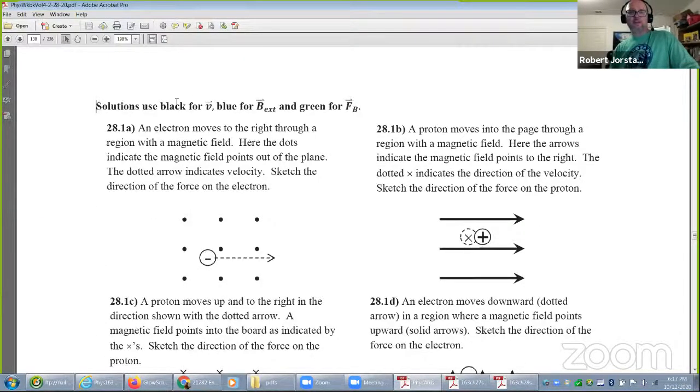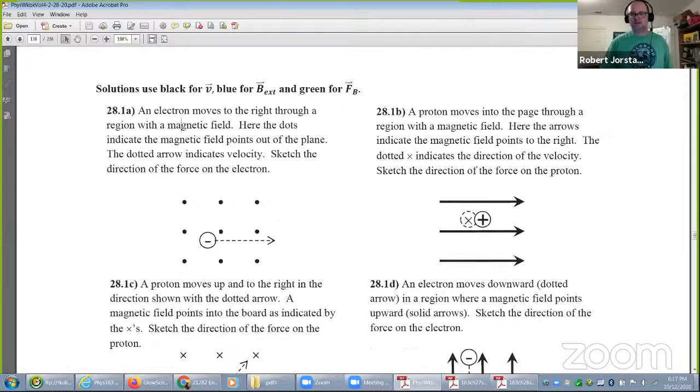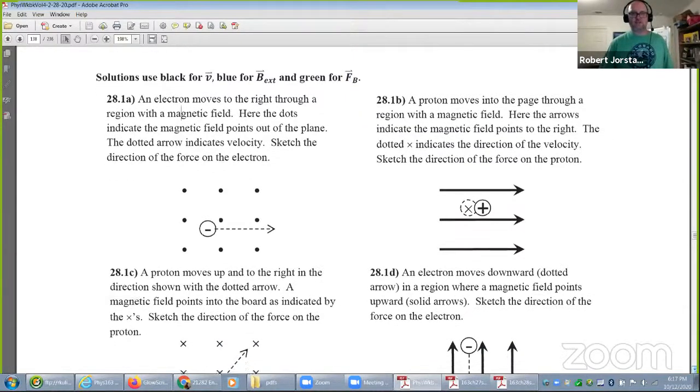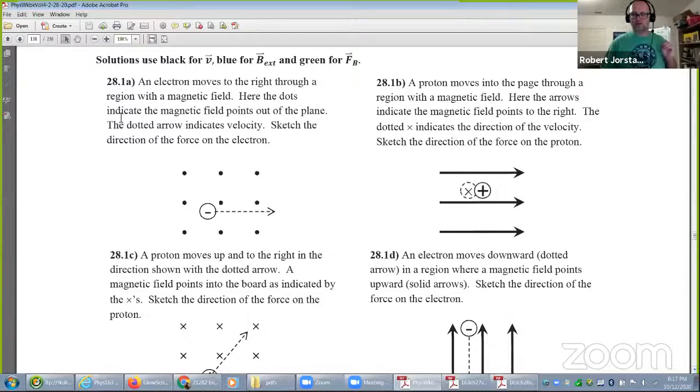So if you want to follow along, what I did is I used black for velocity, blue for B external, and green for the force to try and match that simulation. Okay. And so let's take a few minutes and just do 28.1. I'm going to draw them up on my board and see if you could use those right-hand rules to figure out what it says. Black, blue, green.